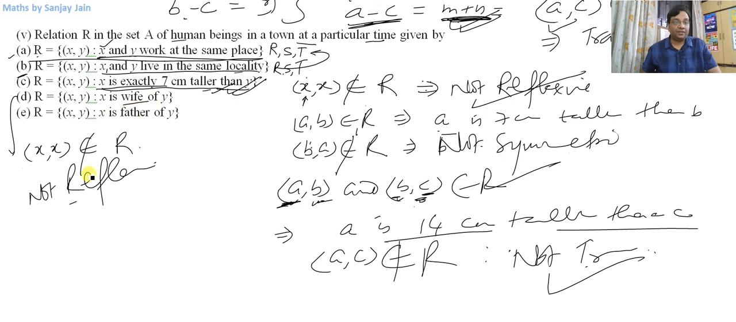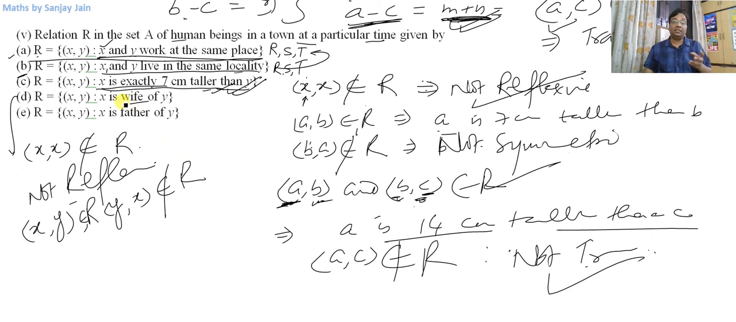So if X is wife of Y, can Y be wife of X? No. So if X comma Y is present in the relation, Y comma X cannot be there in the relation. What is the relation? That X is wife of Y. So if Y comma X is there in the relation, then Y has to be wife of X. But Y is husband of X. So it cannot be there in the relation R. So I can say this is not symmetric.